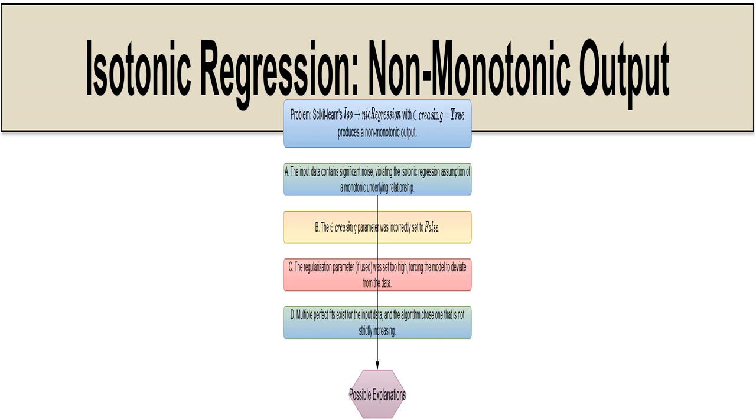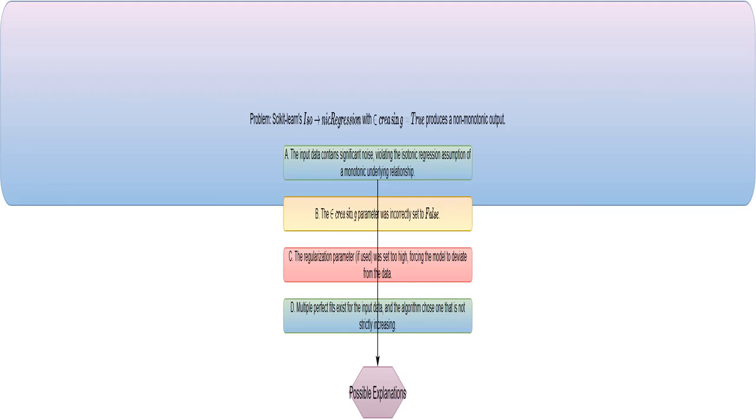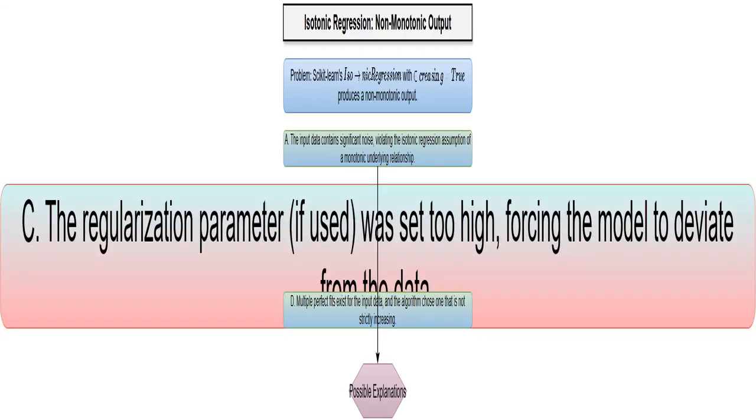We'll explore possible reasons. I'm tackling the issue of why the isotonic regression model, even when I explicitly tell it to increase, increasing equals true, might still give a result that zigzags up and down instead of always going up. We'll look at various factors that could cause this unexpected behavior. This simply means I'm about to lay out several things that could explain why my isotonic regression is misbehaving. It's like giving various possible scenarios to the puzzle.